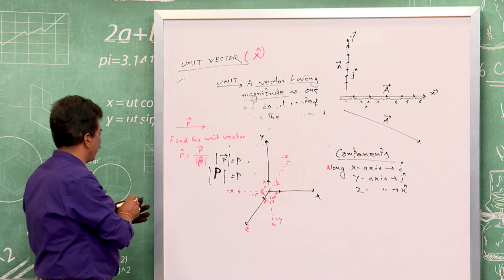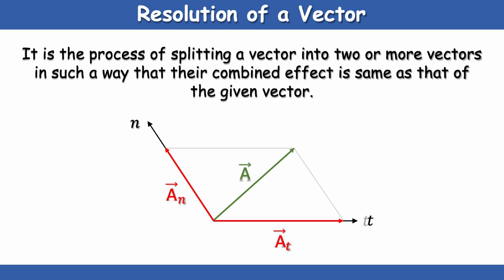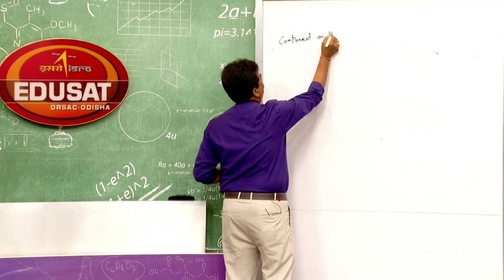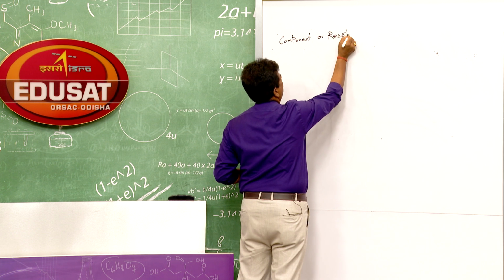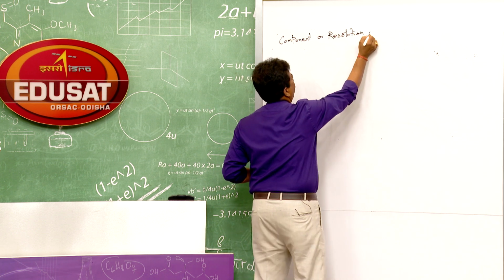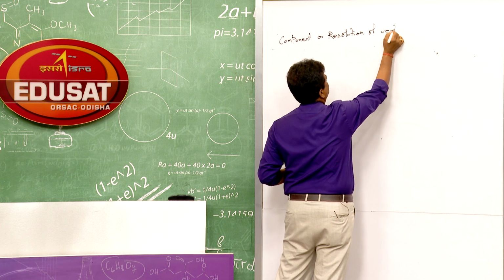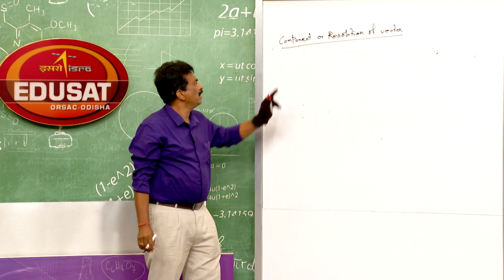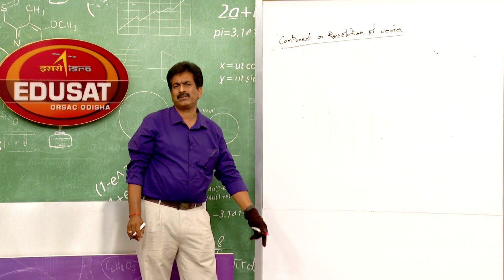After knowing this unit vector, we will go to the next one, that is the component or the resolution of the vector. This is the most important one. Component or resolution of a vector. So, here the question comes, what is a component and what do you mean by the resolution?